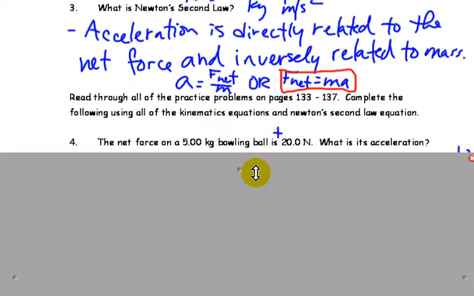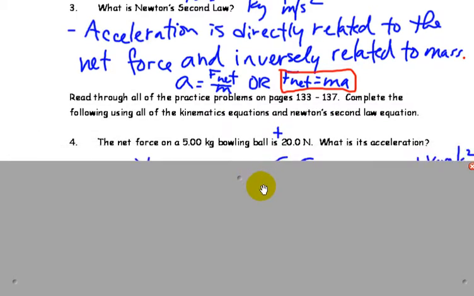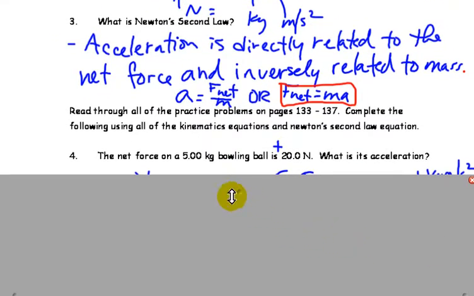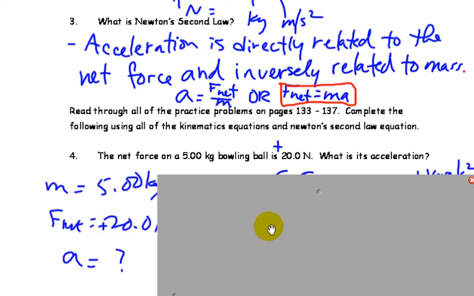Okay, and of course there are tons of examples dealing with this in the booklet. I'm going to go through a few here. Of course F net and A are vectors, and mass is a scalar quantity; there's no direction. The net force on a 5 kilogram ball is 20 newtons, and I just put a plus in front of that, indicating that it's in the positive direction.